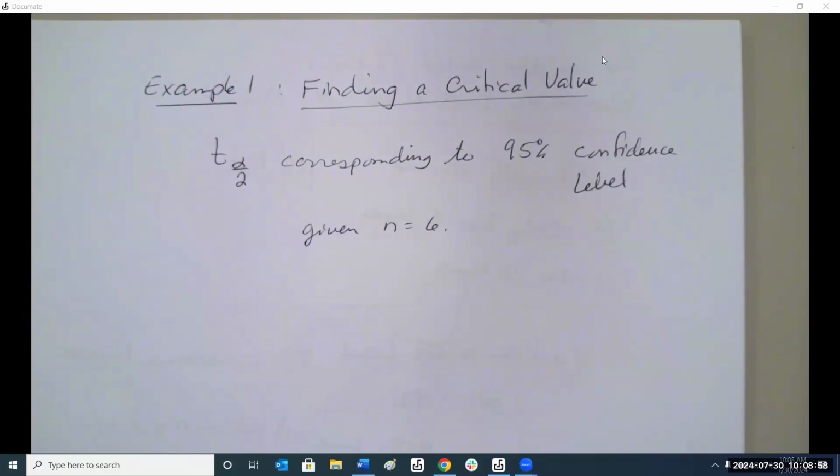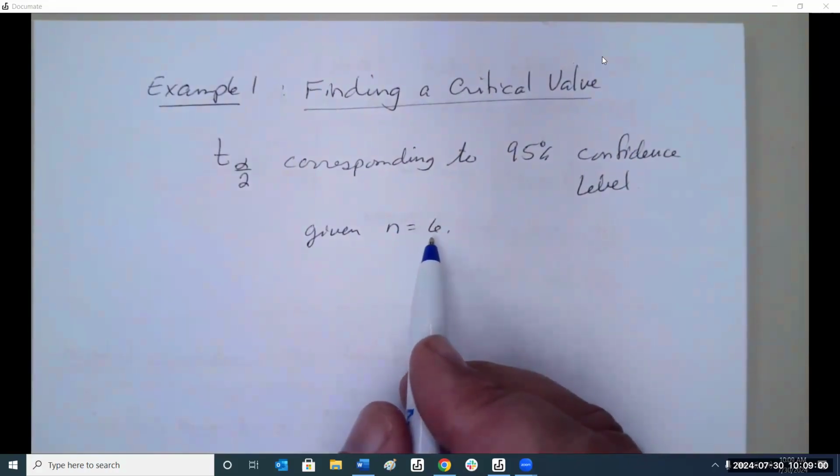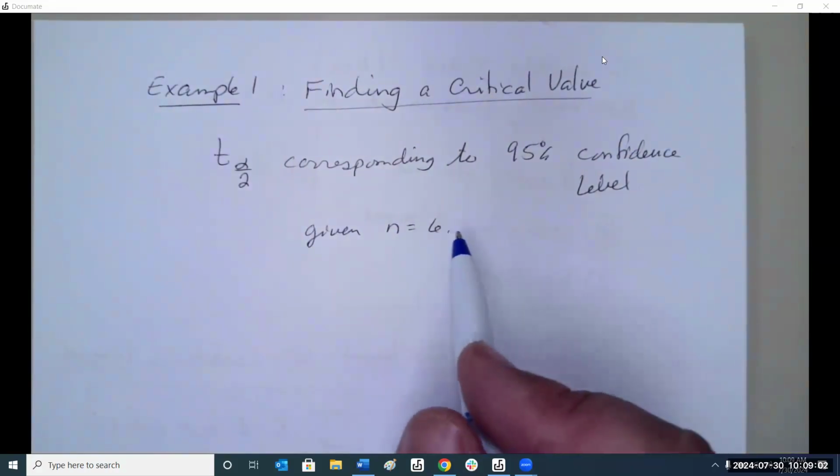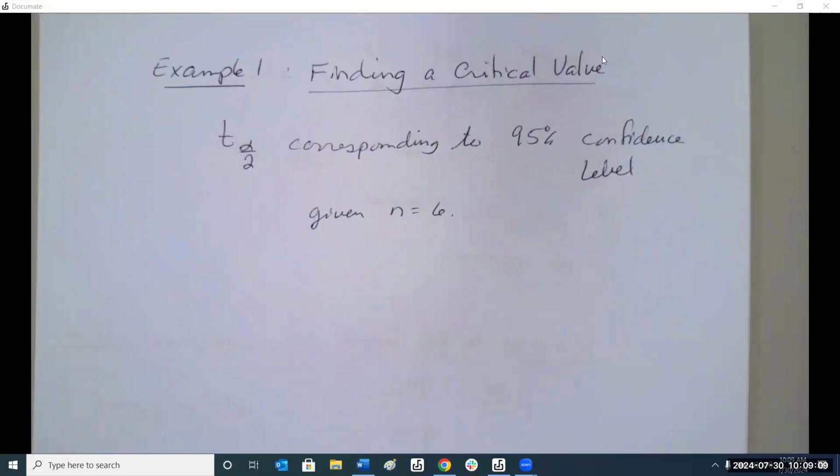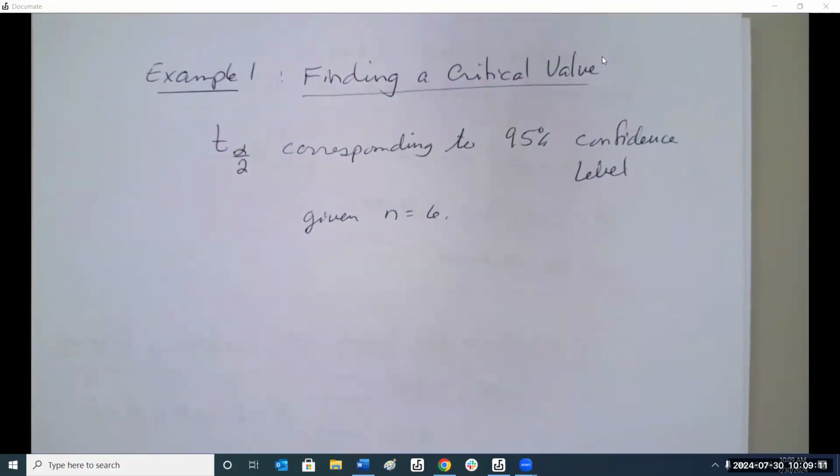Right. It's normally distributed because remember, n is less than 30. Since it's less than 30, it's got to be normally distributed. So we know the graph is going to be a bell shape.